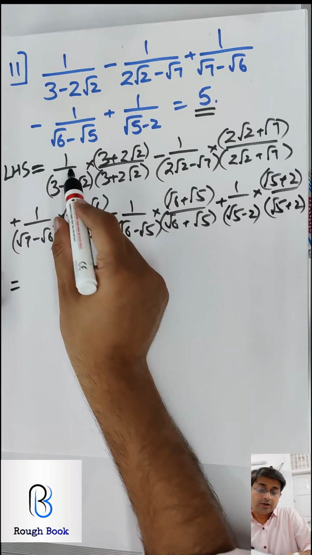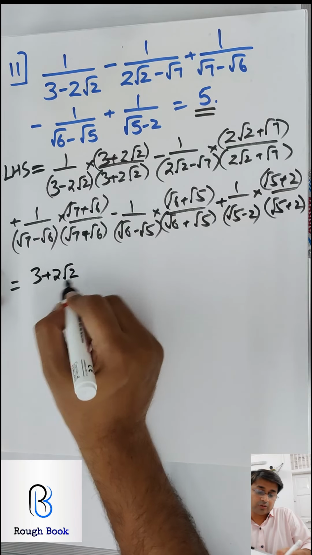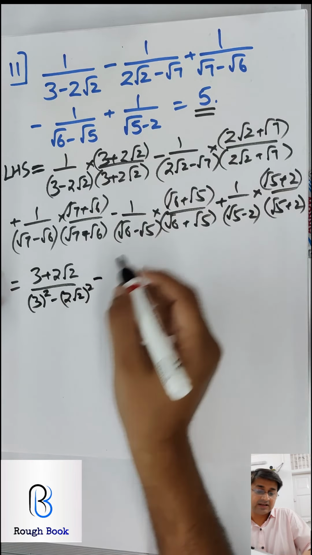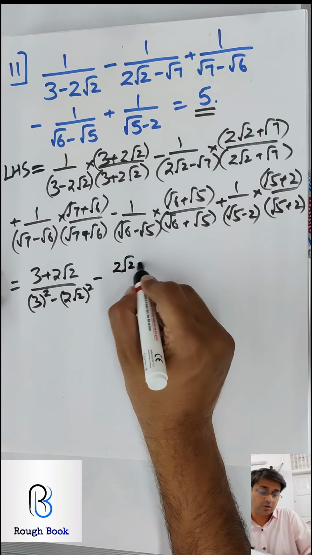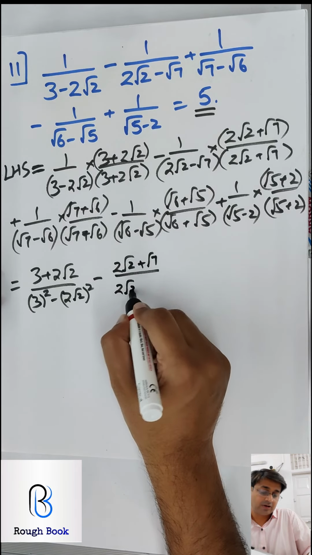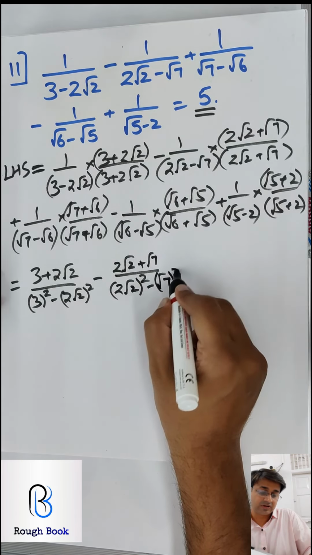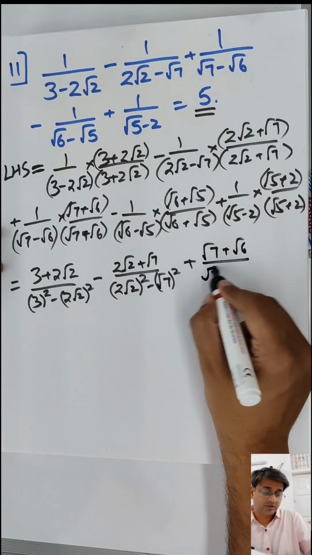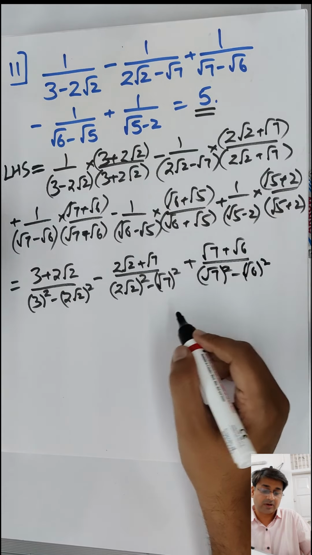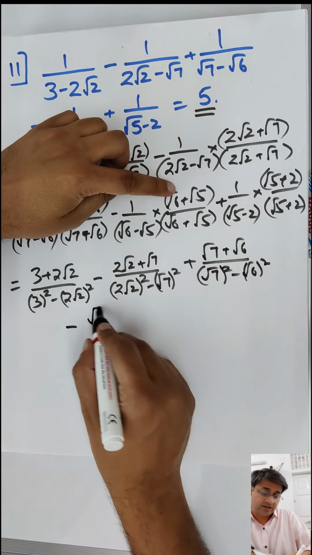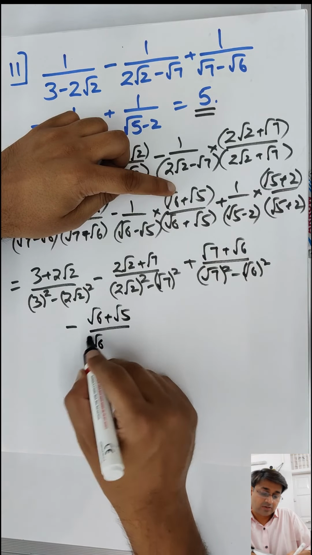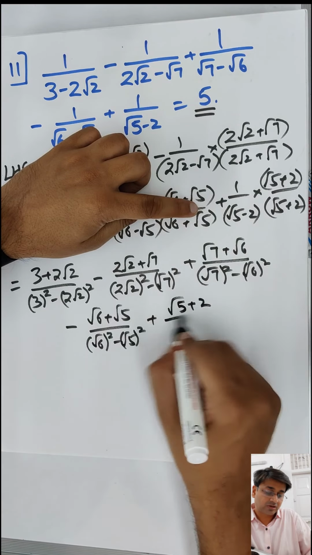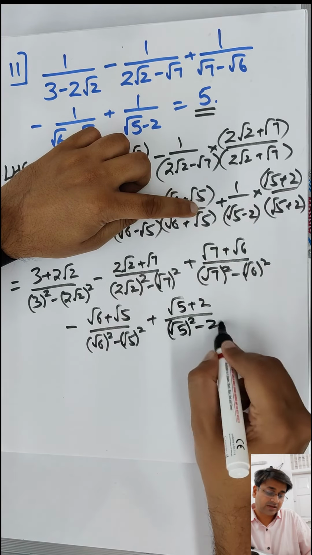Now numerator 3 plus 2 root 2. Denominator a square minus b square. Exactly the same way the next one, numerator 2 root 2 plus root 7. Denominator 2 root 2 whole square minus root 7 square. Again plus root 7 plus root 6, root 7 square minus root 6 square. Then minus 1 into anything, so root 6 plus root 5, root 6 square minus root 5 square. And plus root 5 plus 2, root 5 square minus 2 square.